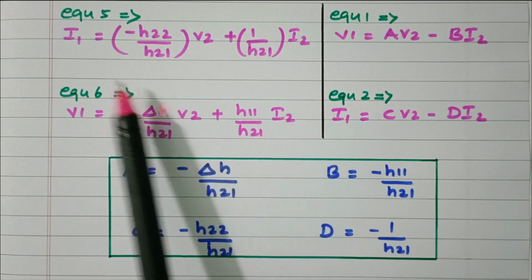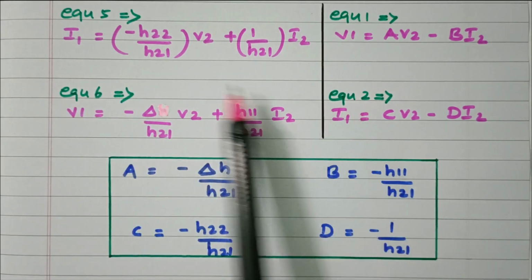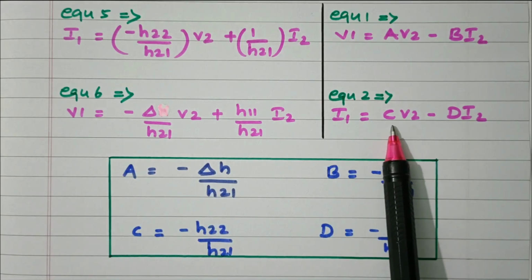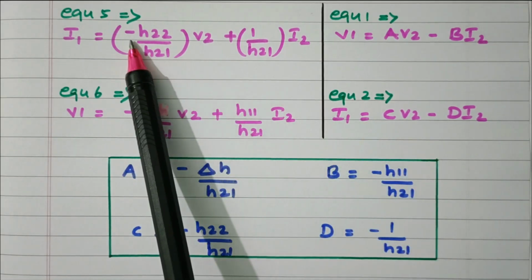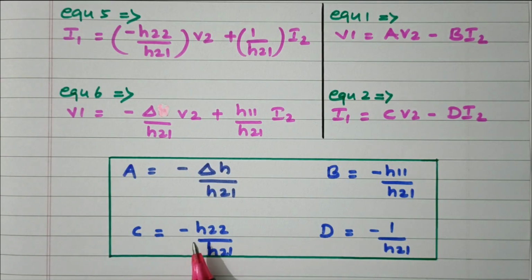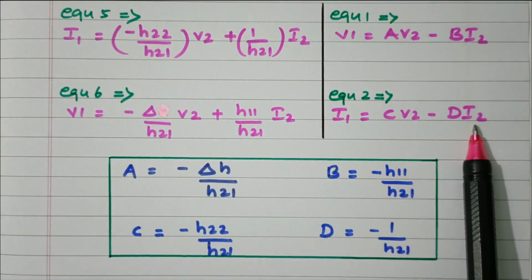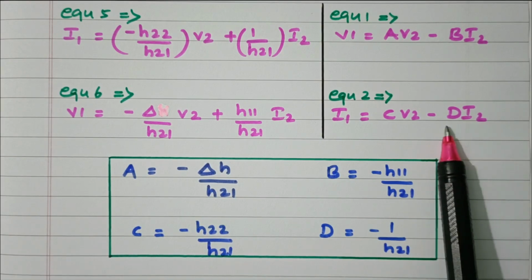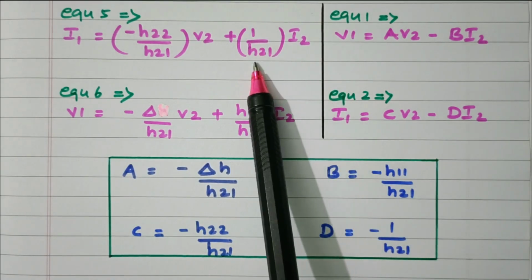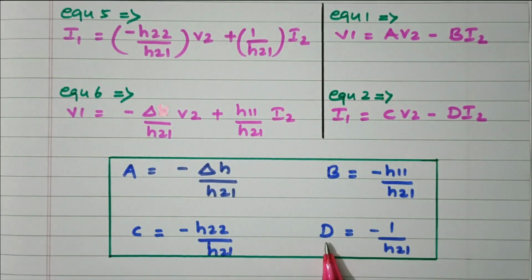Now we will compare equation 2 and equation 5. Both have I1. So we will compare equations 2 and 5. The coefficient of V2 is C. Here the coefficient of V2 is minus H22 divided by H21. So both are equal. C equal to minus H22 divided by H21. Here the coefficient of I2 is minus D. Here the coefficient of I2 is 1 divided by H21. So both are equal. So D equal to minus 1 divided by H21.